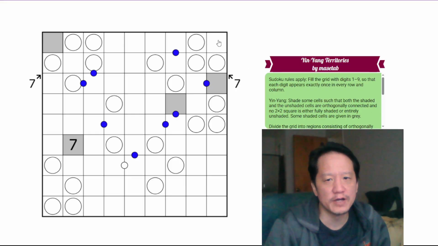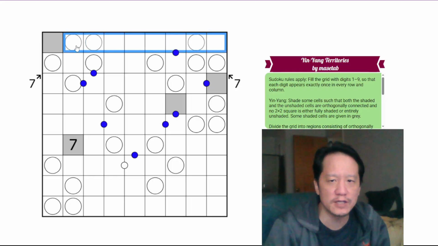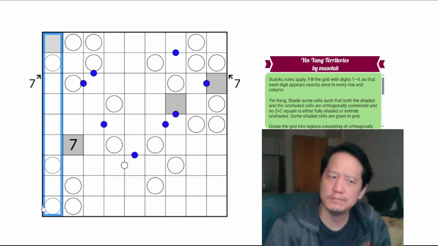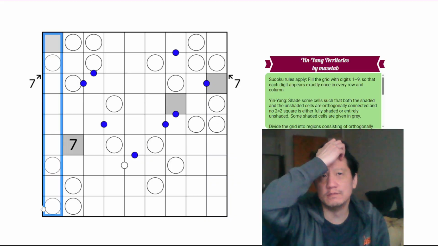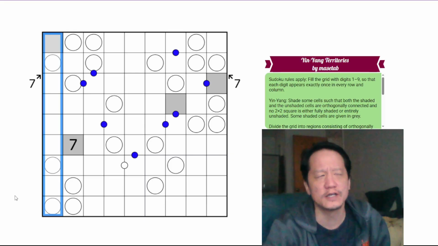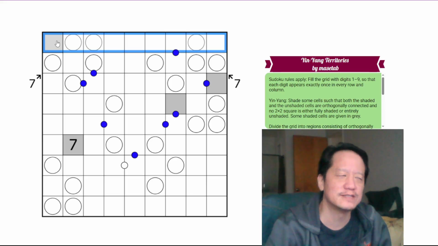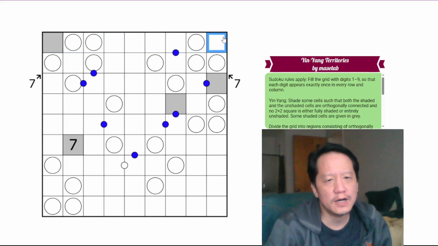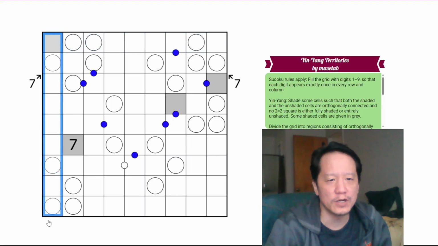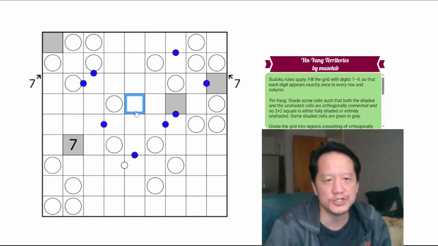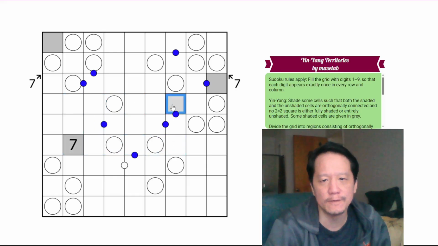Sudoku rules apply. Fill the grid with the digits 1 through 9 so that each digit appears exactly once in every row and column. This is not exactly normal Sudoku rules. It's actually Latin square rules, where basically you have the digits 1 through 9 in every row and column, but there are no regions to actually fill the digits with 1 through 9.